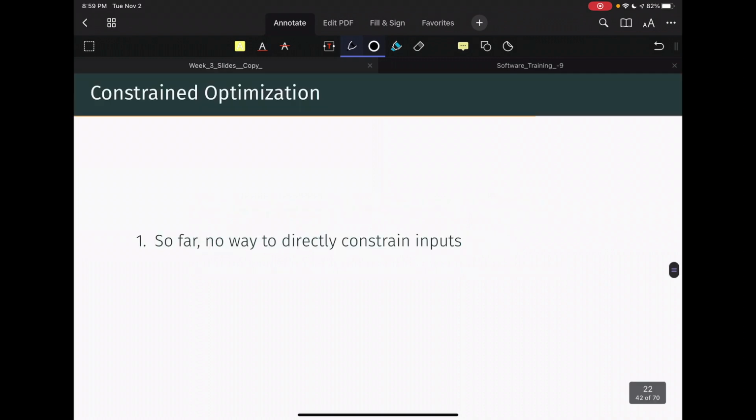We have this LQR problem, but if you look at it, this K times x, there's no bounds on what you can take. So practically when you're working on a robot, your robot can only apply so much force. So how do we encode these constraints? One way we can do this is through constraint optimization.